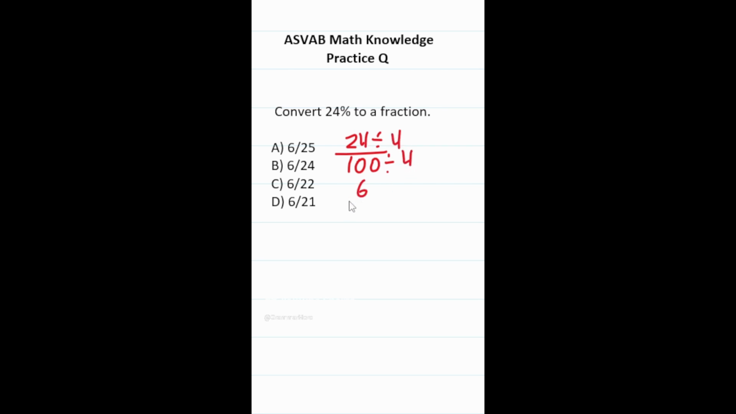24 divided by 4 is 6. 100 divided by 4, of course, is 25. 6 and 25 don't have any common factors, so that's as far as we can reduce that fraction. The answer to this one is A, 6 over 25.